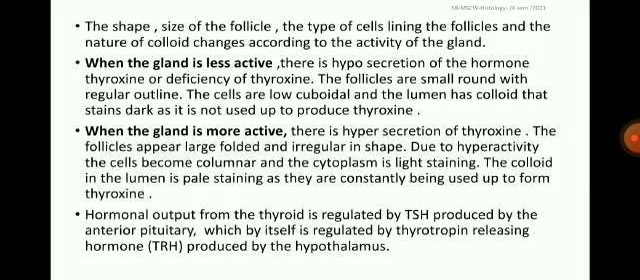Finally, the hormonal output from the thyroid is regulated by TSH, that is thyroid stimulating hormone, synthesized by the anterior lobe of the pituitary gland, which itself is regulated by thyrotropin releasing hormone, TRH, which is produced by the hypothalamus. Fine, this is the information I wanted to pass on to you regarding the histological details of the thyroid gland. Thank you.